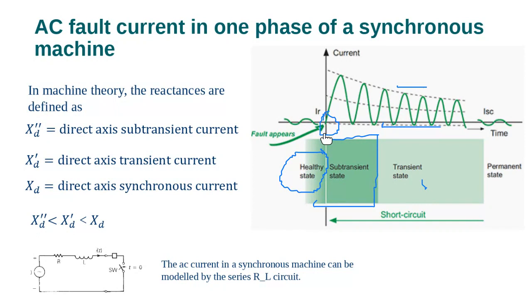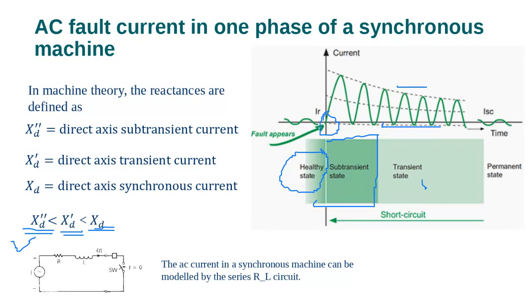Okay, so the short circuit happens here. Now, why do we have the subtransient? Because this is the worst one. This is called subtransient, this is called transient, and this is called the synchronous reactance. The synchronous reactance is what we use in load flow. It's much larger compared to the subtransient reactance.